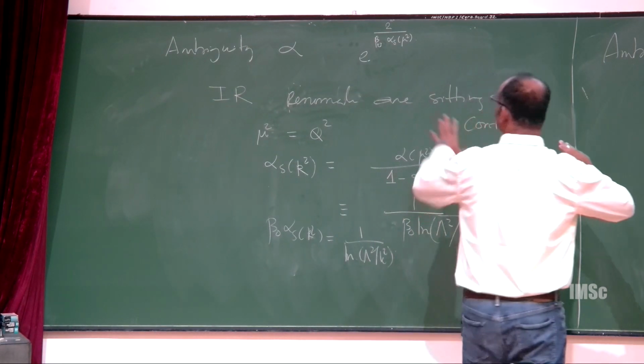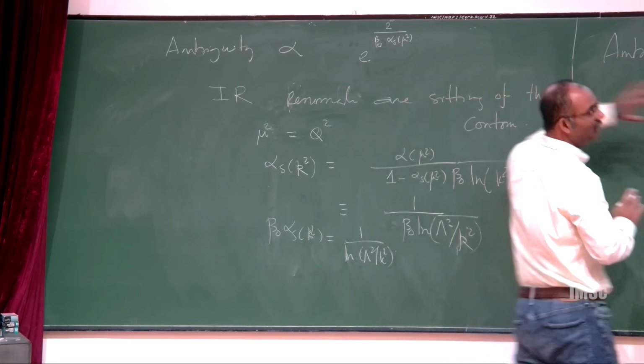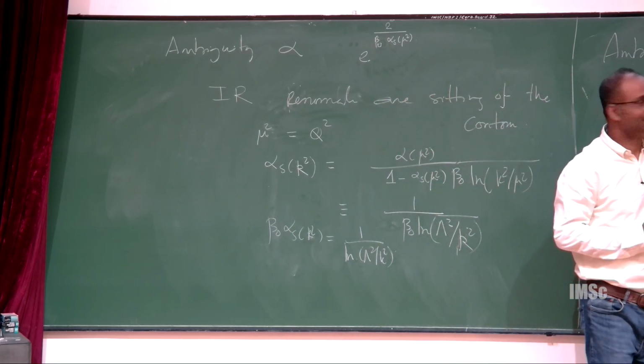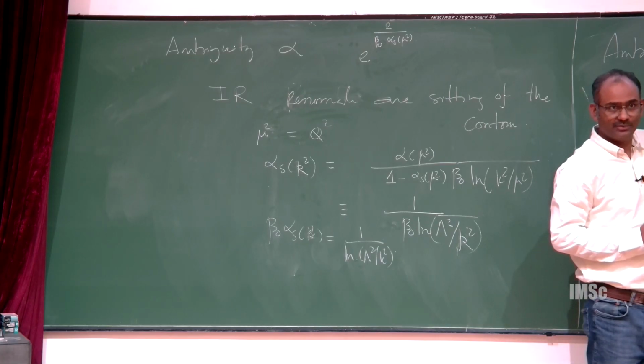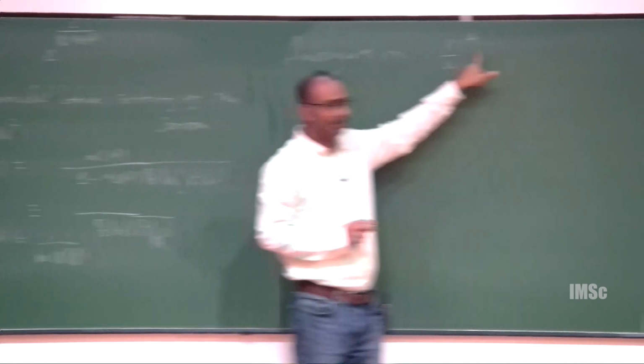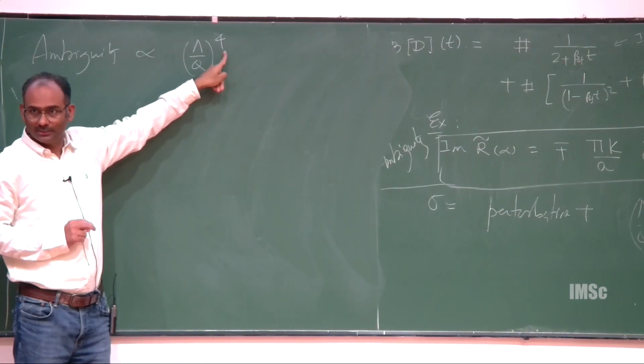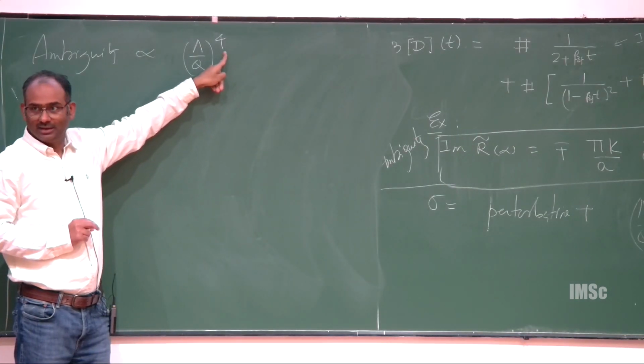Being able to figure out the ambiguity will give you a handle on non-perturbative parts. More crucially, you will not be able to get the prefactors here, but the power is also important, that you will be able to get.